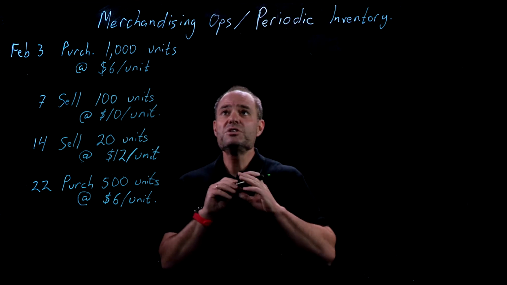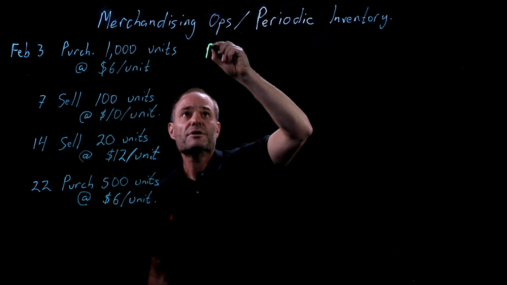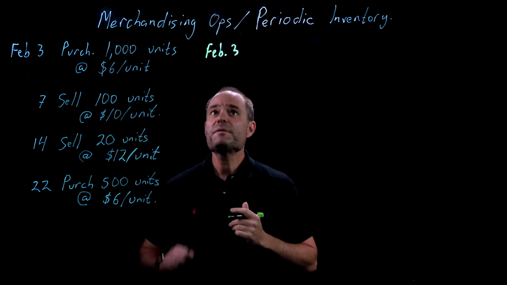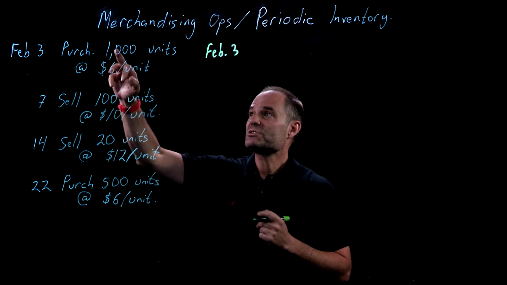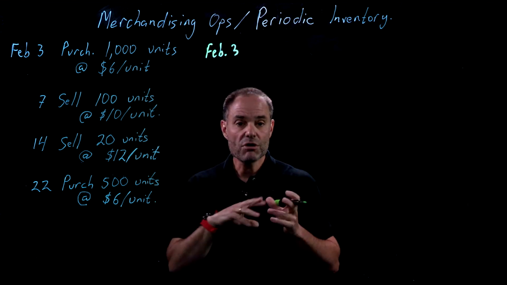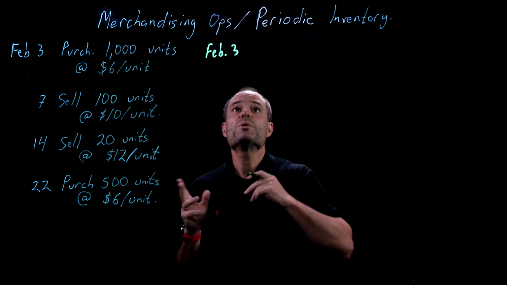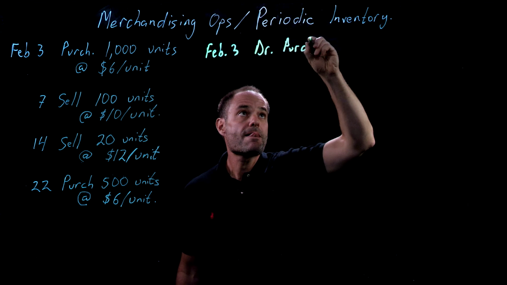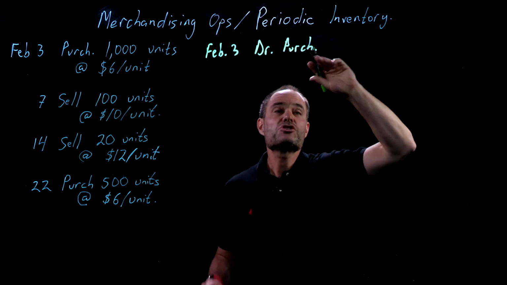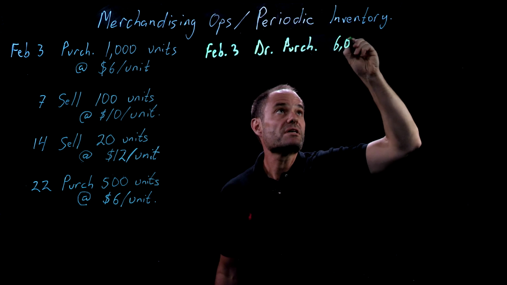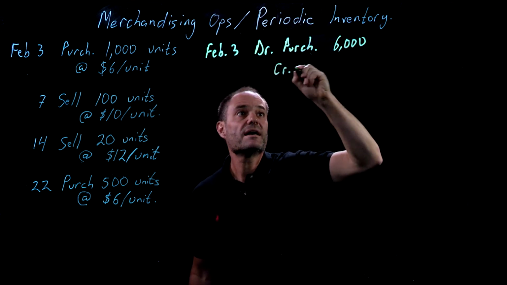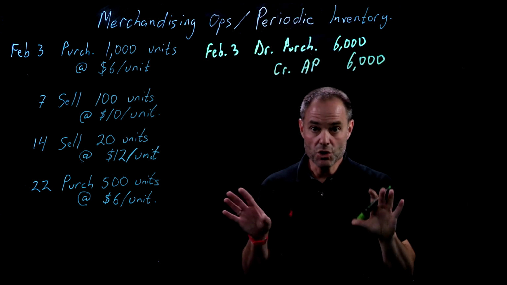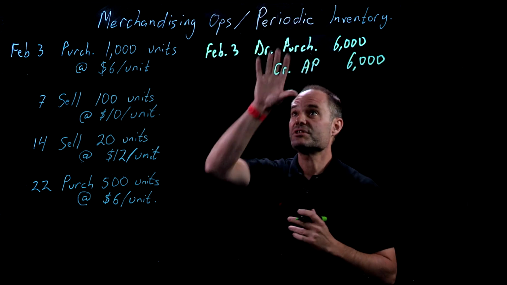So using a periodic system, on February 3rd, and I'm going to try and squeeze these in because I'm going to need a little extra space. On February 3rd, rather than taking the $6,000, 1,000 units at $6 a unit, and putting that into inventory, we're going to debit an account called purchases. I'm just going to call it Purch, short for purchases, and that's $6,000. And we're going to credit accounts payable, same as we did before. So no update to the inventory account yet, and that covers the purchase.